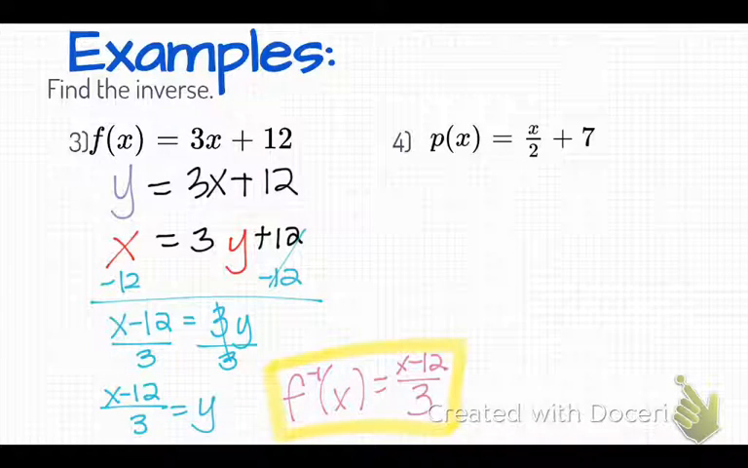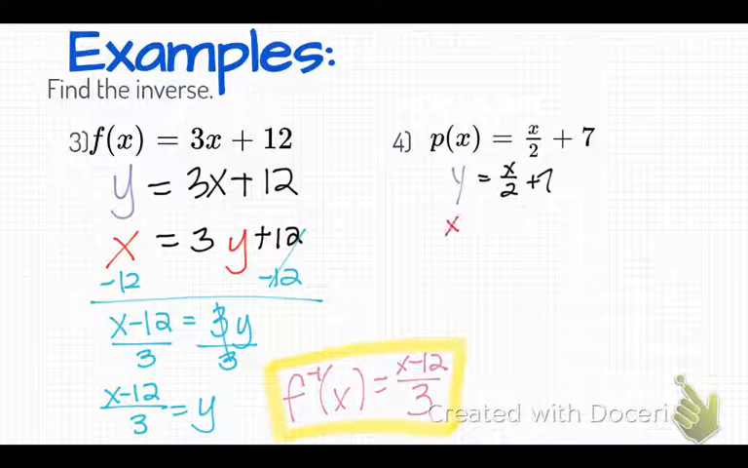What's my first step? Change p of x to y. So I have y equals x over 2 plus 7. What is my second step? Switch x and y. You literally just switch them. That's all I do. No, I know. You have a question? Okay, we'll talk about that right now.